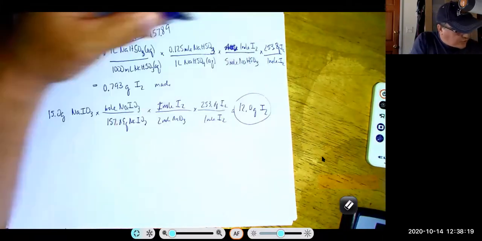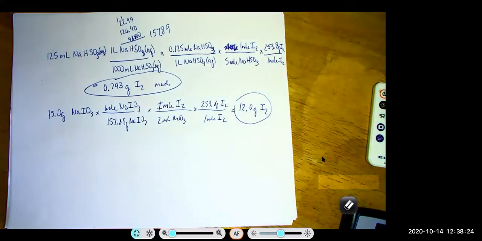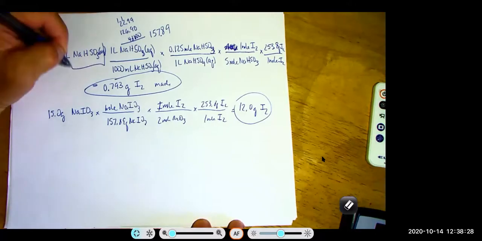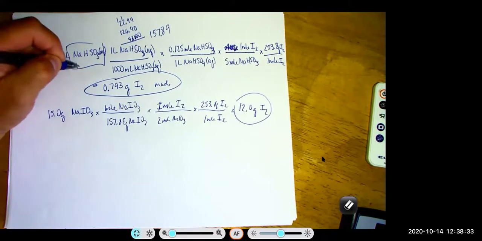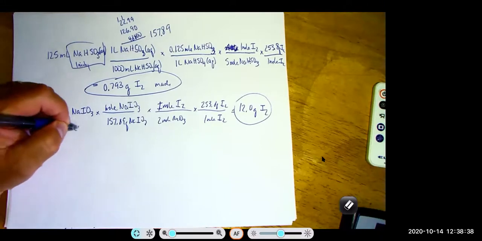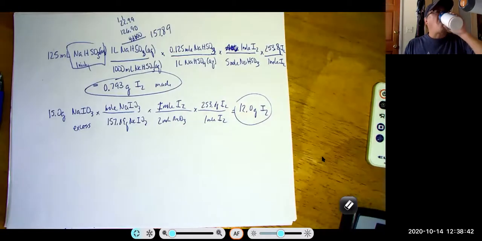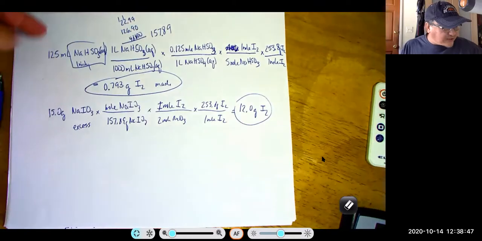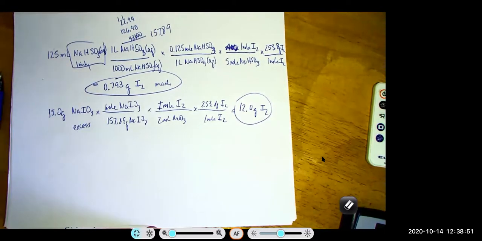So if these are your 2 answers, how much are you going to make? 0.793. What's limiting? The NaHSO3. Great. And what's in excess? The NaIO3. Okay, so that's how we figure it out. Do you see how in this case we had to do this little extra thing because we started off with a solution? Right. Okay.